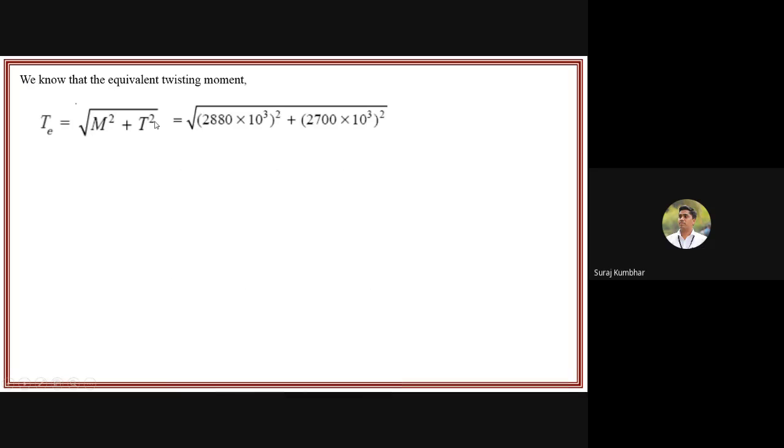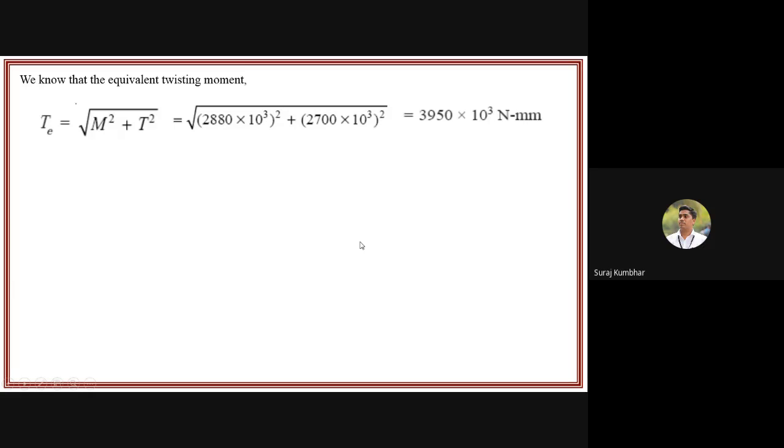So just I will put the values. Bending moment M is 2880 into 10 raised to 3, bracket square, plus torque that we have got, 2700 into 10 raised to 3, bracket square. So here the equivalent torque you will get is 3950 into 10 raised to 3 Newton mm.